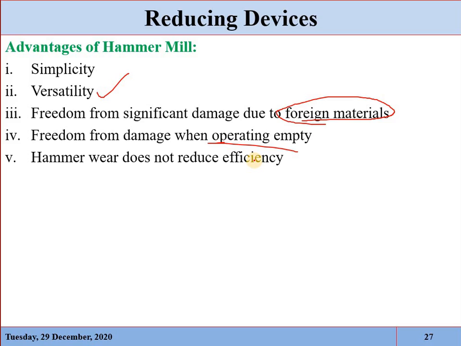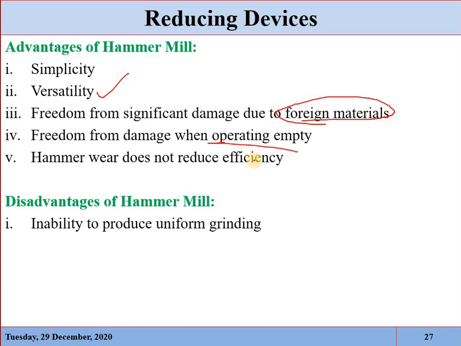Hammer wear does not reduce efficiency. With use, sometimes the equipment or tool wears and tears out, which affects the efficiency, but the efficiency of the hammer mill will not be affected by the wearing and tearing of the hammers. What are the disadvantages?